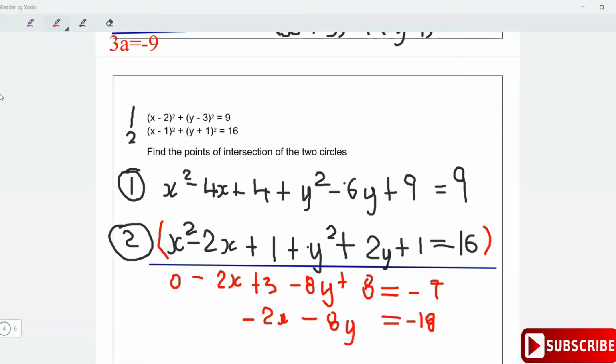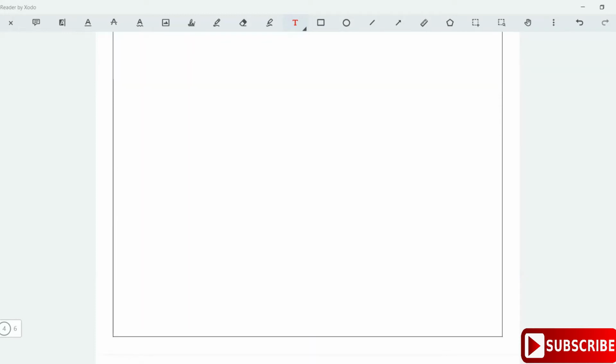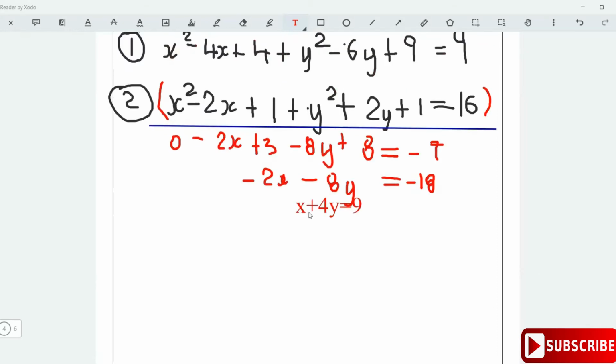Of course, you can divide through by 2. Why would you want to be working with this? Divide through by 2 to get x plus 4y equal to minus 18 over minus 2, which is 9. So x plus 4y equals 9. Now, what you've just found is the line of intersection between the two circles.